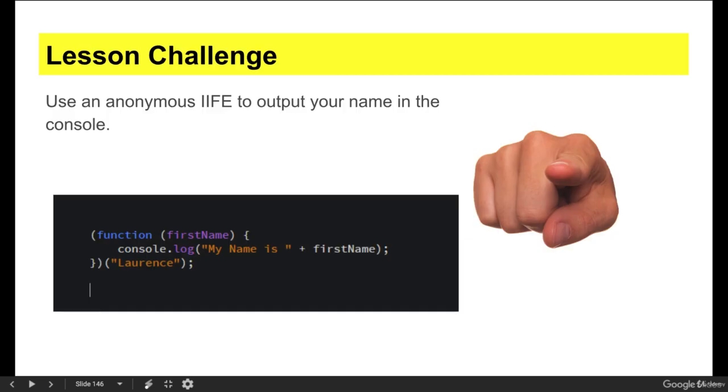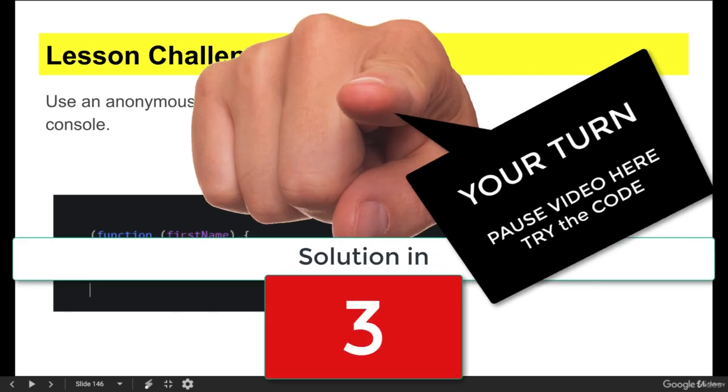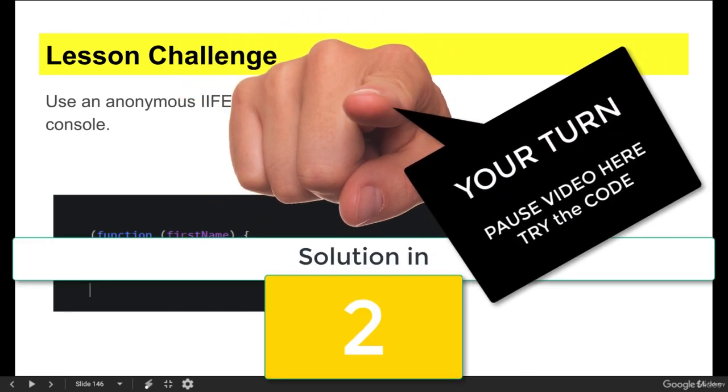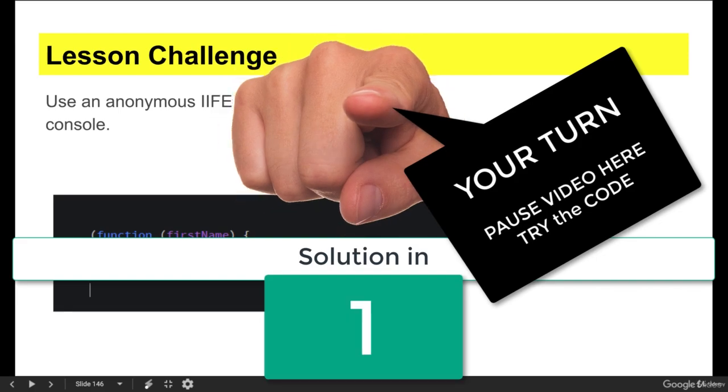There is a challenge for this lesson as well, and that's to output your name in the console using an immediately invoked function expression. There's an example of the code that you can use to accomplish this. So go ahead and pause the video, and I'll walk you through the solution to this challenge as well as the other expressions that we just looked at.